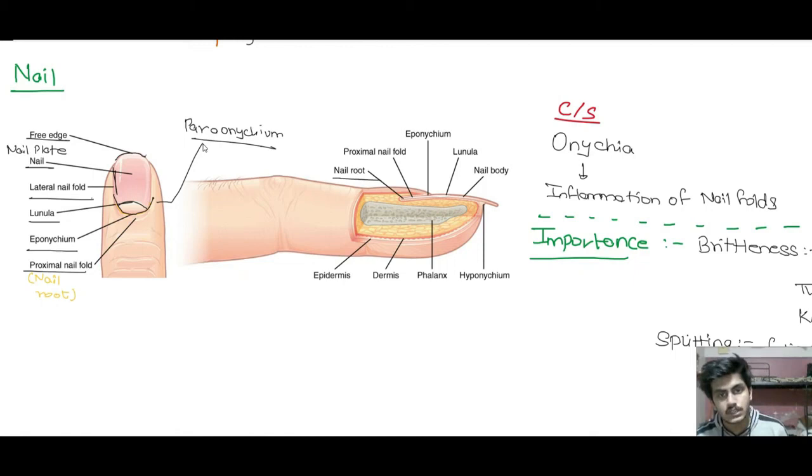Here we have the transverse section in which we can take a look that we have the nail root, which is inserting deep into our skin. Then we have the proximal nail fold, the eponychium, the lunula, the nail body, the hyponychium, that is the part which is devoid of the skin, and the phalanx, which is the bone itself of the finger. Then we have the dermis, which is the inner layer, and the epidermis, which is the outer layer.